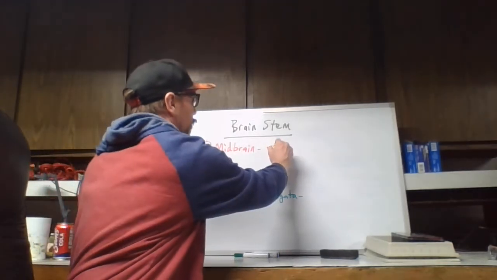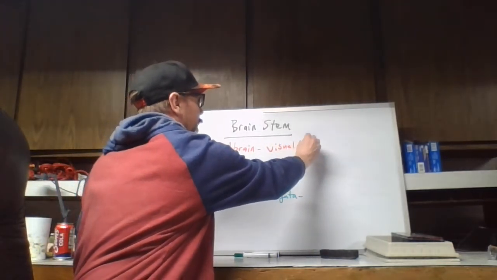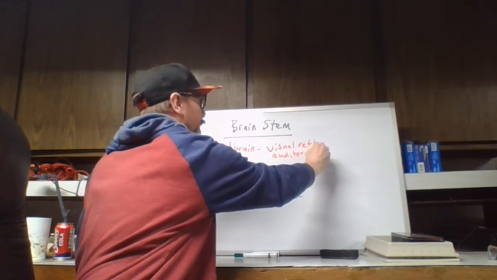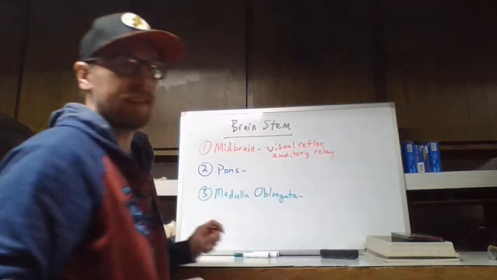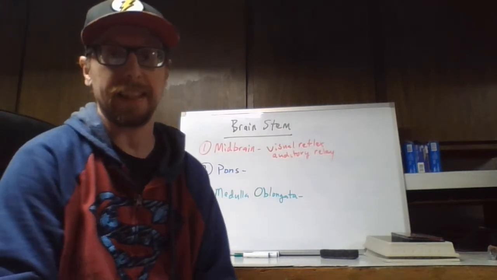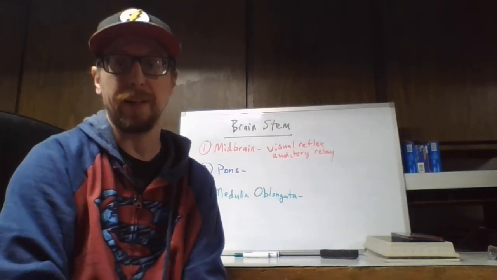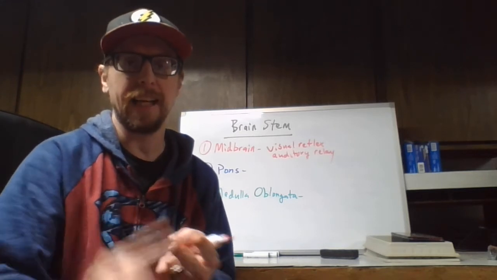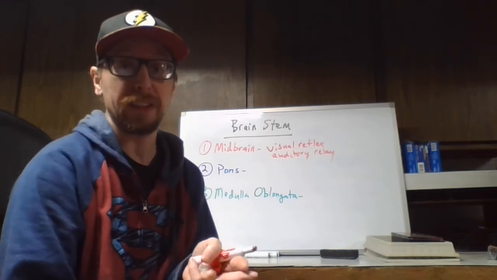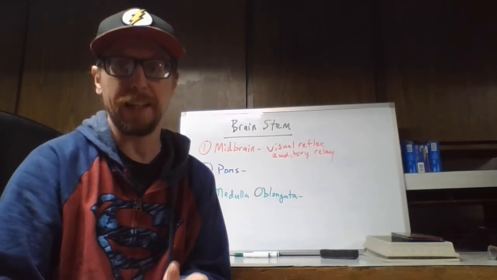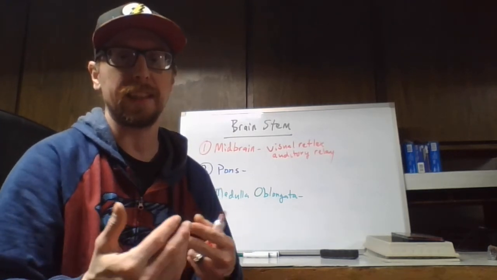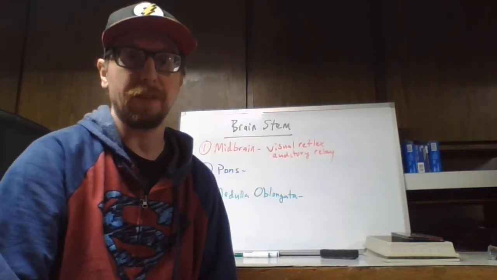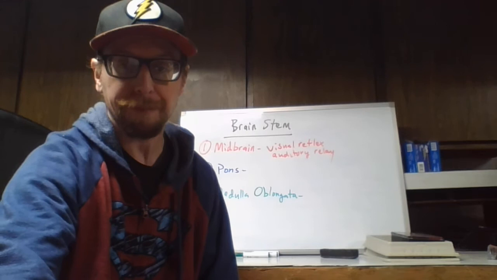So you have visual reflexes and auditory relay. Again, 2 different aspects that I want to test to make sure the midbrain is working. Now there are other components in the midbrain. You have the substantia nigra that has a connection to the basal nuclei, and the red nucleus there. All those work together in helping transmit information from the spinal cord up to different parts of the brain.